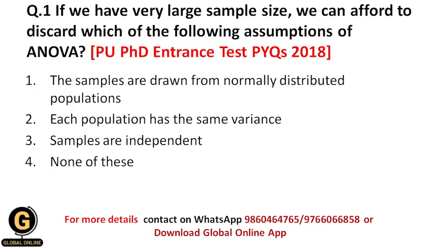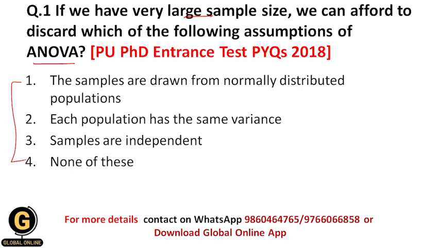Now let us begin. If we have a very large sample size, we can afford to discard which of the following assumptions of ANOVA? From these options, which assumption of ANOVA, that we make whenever we use ANOVA as a statistical test, can we afford to discard if the sample size is larger?